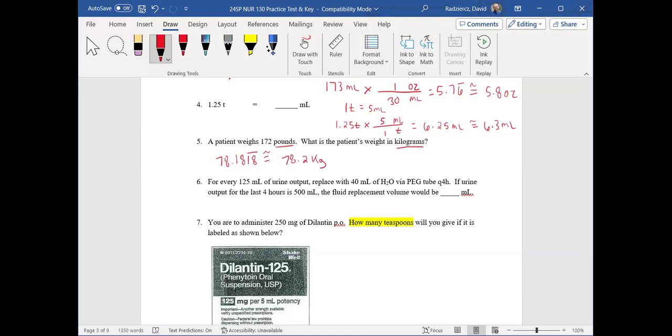Remember, when you're writing your answers, don't forget your units. Make sure you clearly indicate, don't just write a number. Make sure there's a unit associated with that.